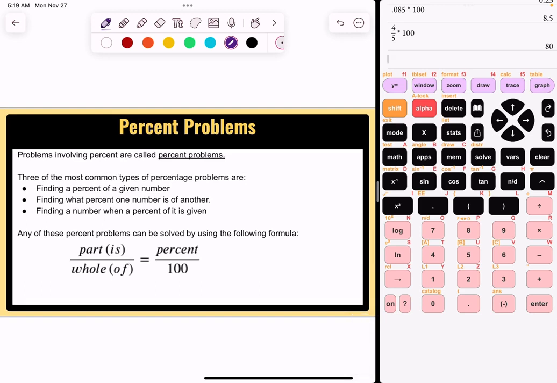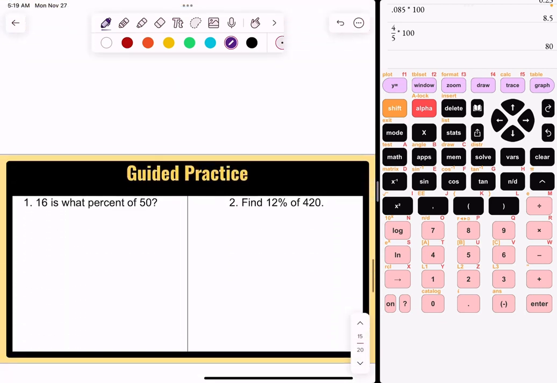Problems involving percent are called percent problems. 3 of the most common types of percent problems are: you could be asked to find a percent of a given number. You could be asked to find what percent of a number is another. That's like when you have a sale in the store, like 20% of 50, what's going to be the new price? Or you could be asked to find a number when a percent of it is given. Any of these percent problems can be solved using the following formula: is over of equals percent over 100. So let's try this now.